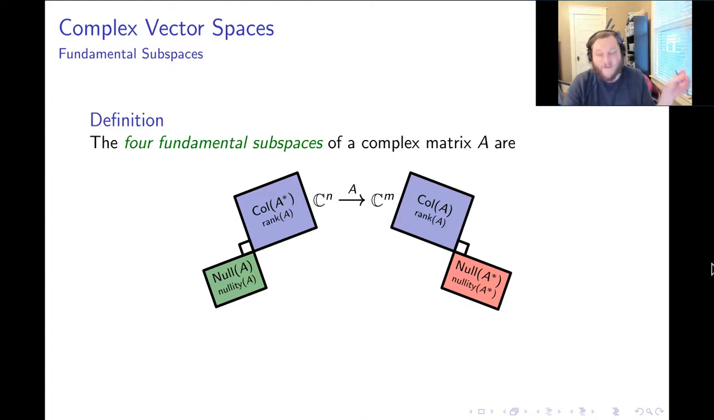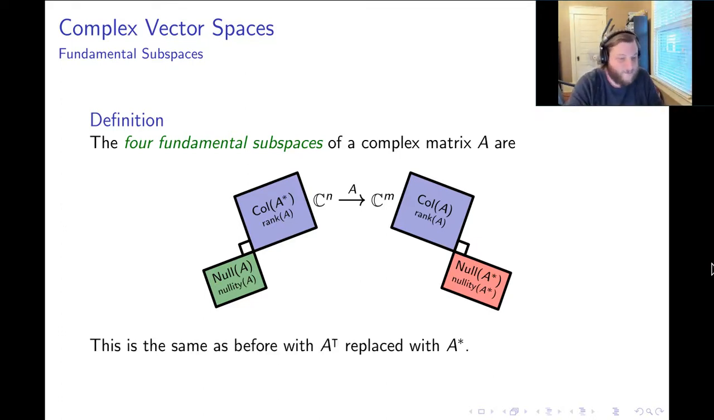So everything we've said before about the fundamental subspaces applies for complex matrices as long as we replace our transposes with the star operator. So again, this is the same as before with A transpose replaced by A star.